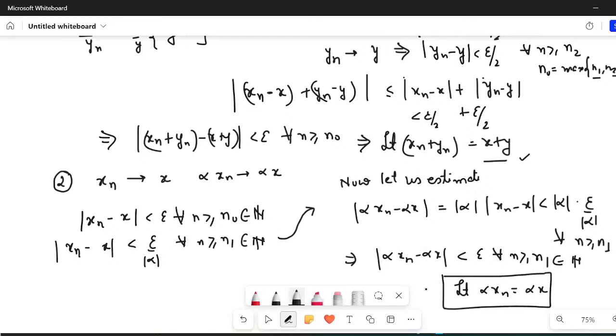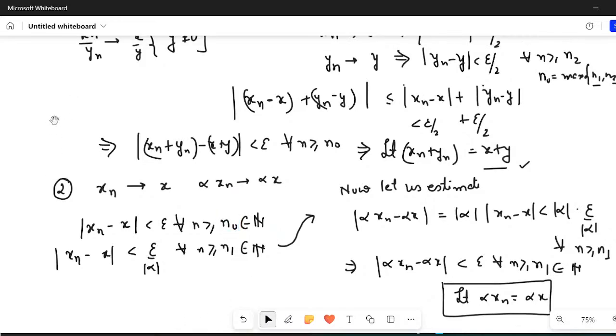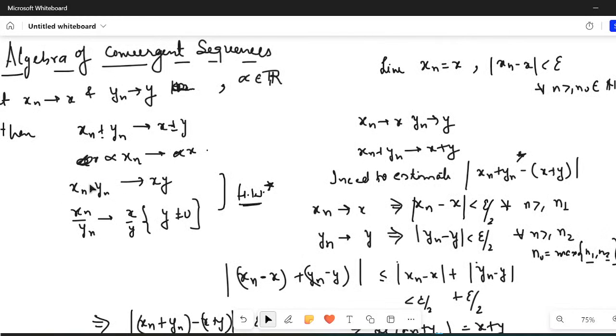So all these things you can do on your own also. I'm leaving all these things as an exercise for you. If you're not able to follow, please let me know. I think this is something that you can do on your own also. So the remaining two things I'm leaving up to you. Like if you have to prove that xn converges to x and yn converges to y, then xn times yn converges towards x times y. This is something that I'm leaving up to you.